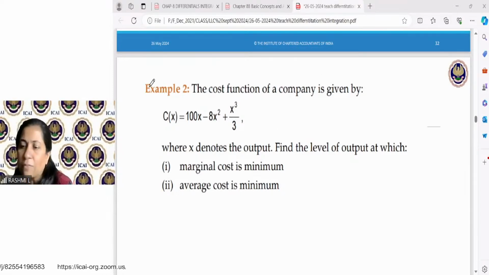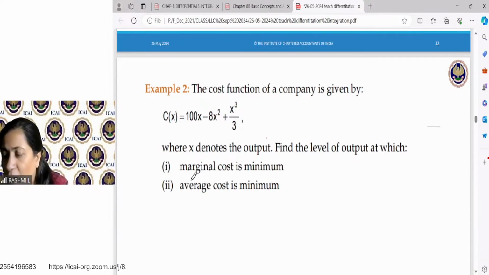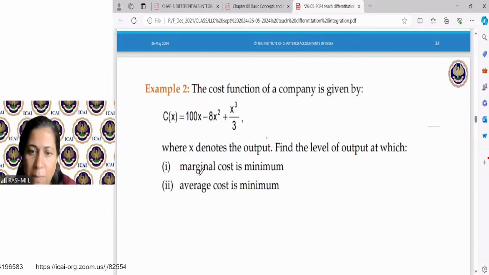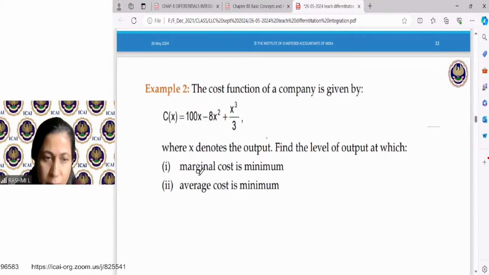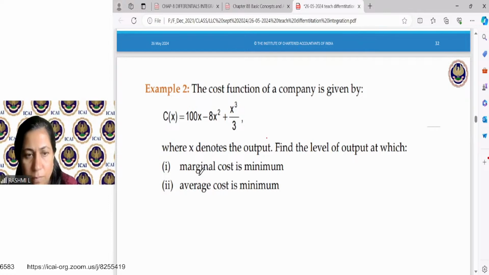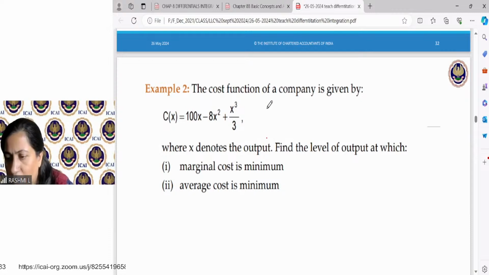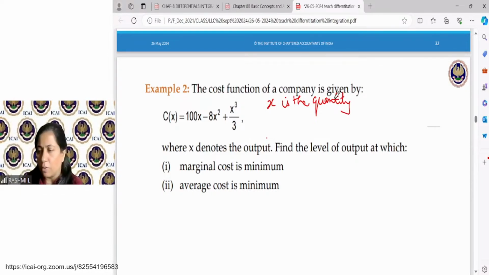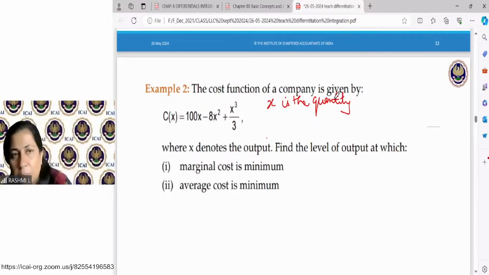Okay. So this is the cost function that the company has given us, asking us to find the level of output at which the marginal cost is minimum, and the average cost is minimum. So we want that. Now what is X? X is the quantity at which we want to find out the cost will be minimum. So how do I do that?